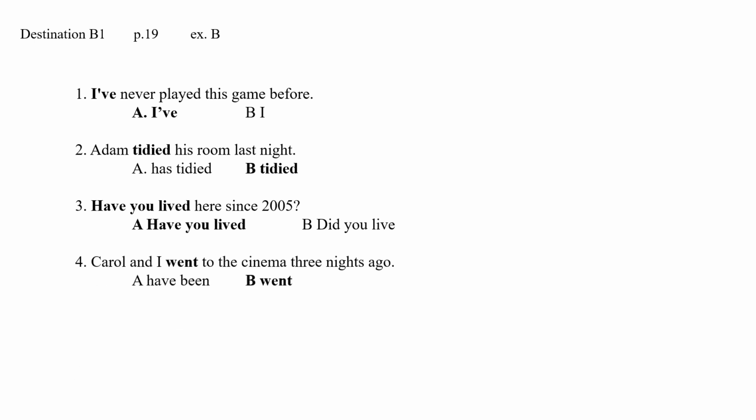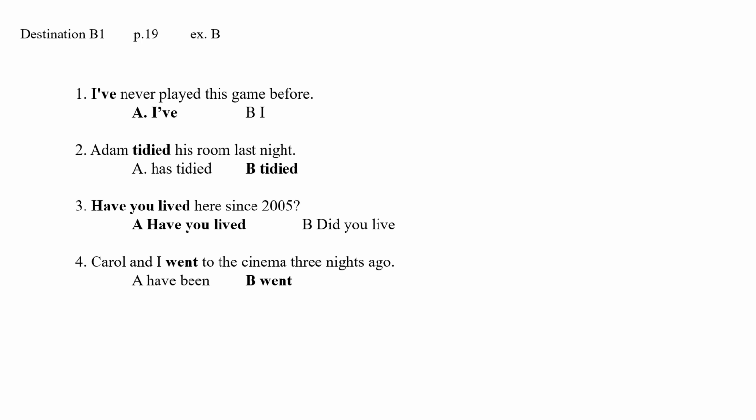Number 4. Carol and I went to the cinema 3 nights ago. Why are we using past simple? We know that the situation happened in the past. Again, it would be nonsense to say something like, Carol and I have been to the cinema 3 nights ago. The adverb ago is a sure indicator for using past simple, and the answer went is obvious in the example sentence. So, as you can see, adverbs are often great clues for deciding which tense to use.